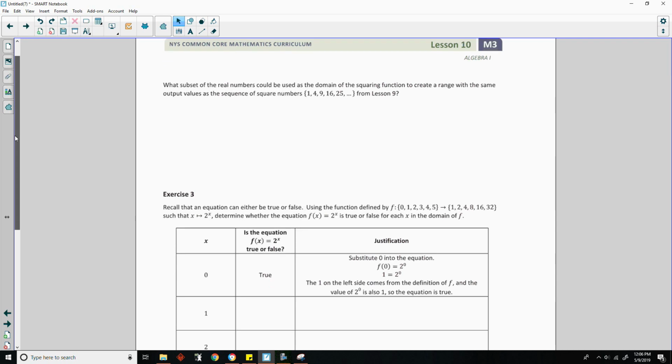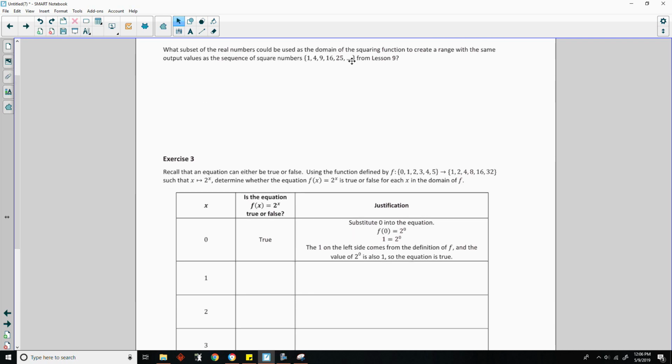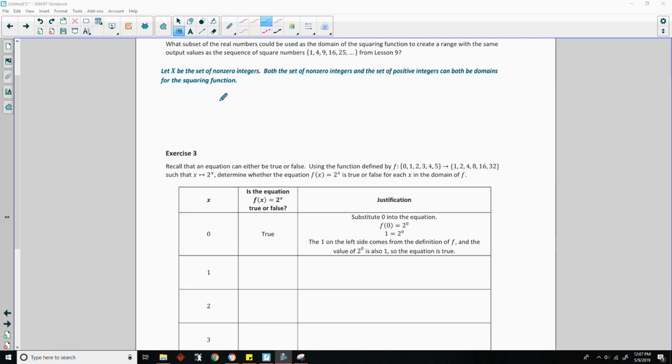Okay, page 3. What subset of the real numbers could be used as the domain of the squaring function to create a range with the same output values as the sequence of square numbers 1, 4, 9, 16, 25, and so on, meaning going on and on from lesson 9. Okay, so let X, capital X, be the set of non-zero integers. Both the set of non-zero integers and the set of positive integers can both be domains for the squaring function.